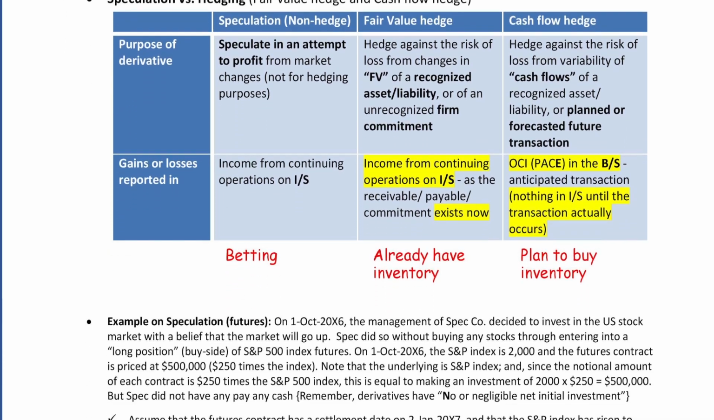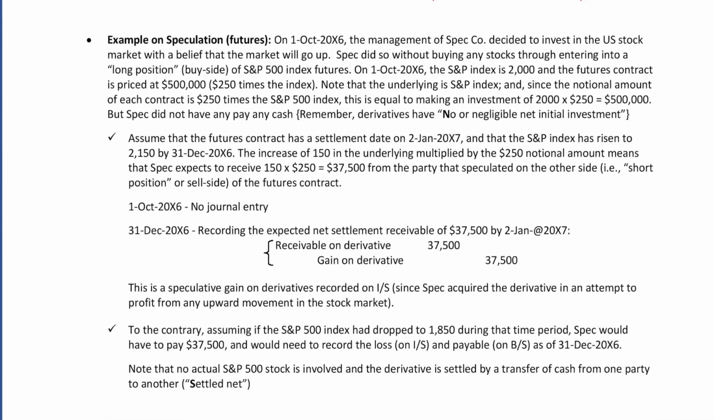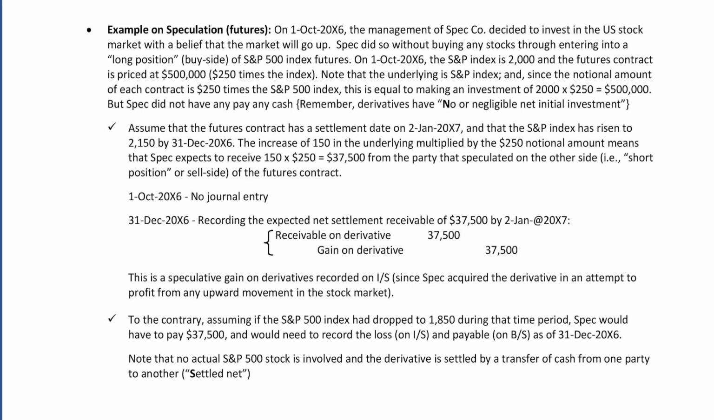On the second half of this page, we're looking at examples of derivatives. The first one, that's on speculation. Look at the journal entry there. So because it was a gain from speculation, the debit was to the receivable on derivative, the credit was to gain on derivative, which goes to right there I/S or income statement.